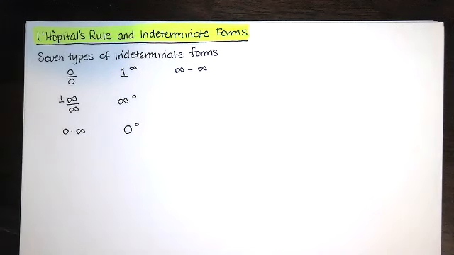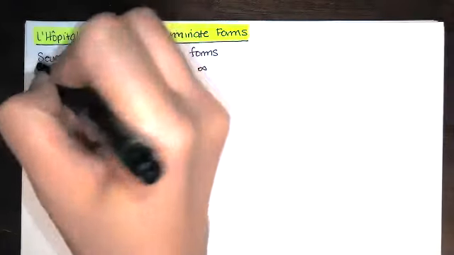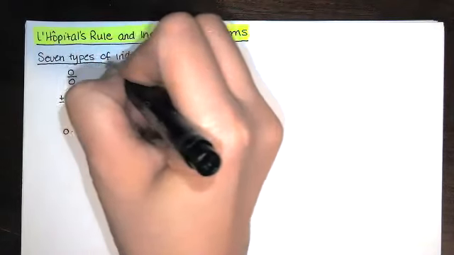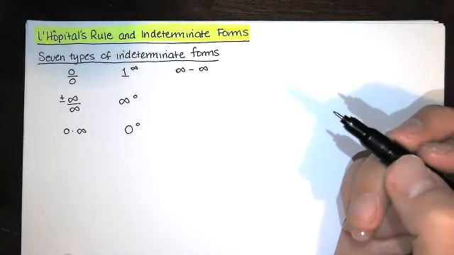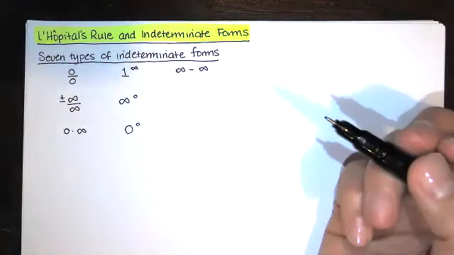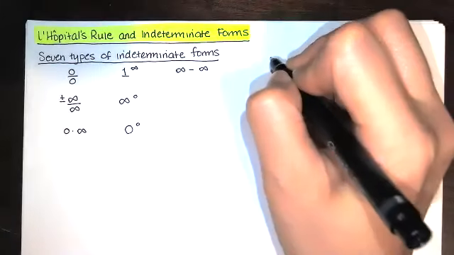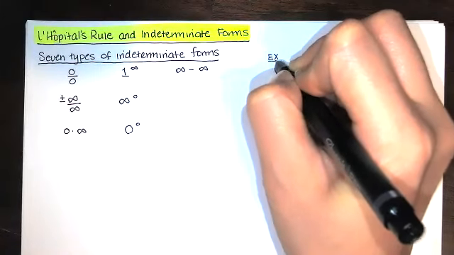This video is about using L'Hôpital's Rule to evaluate limits that happen to be indeterminate forms. So here are 7 types of indeterminate forms. I've actually seen several of these before earlier in this course. We've got a 0 over 0 indeterminate form. Here's an example of that.